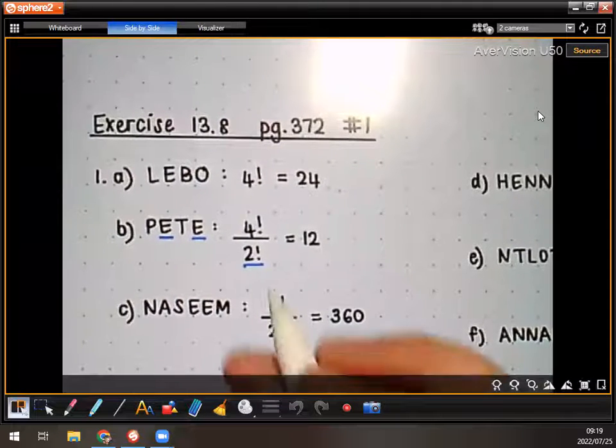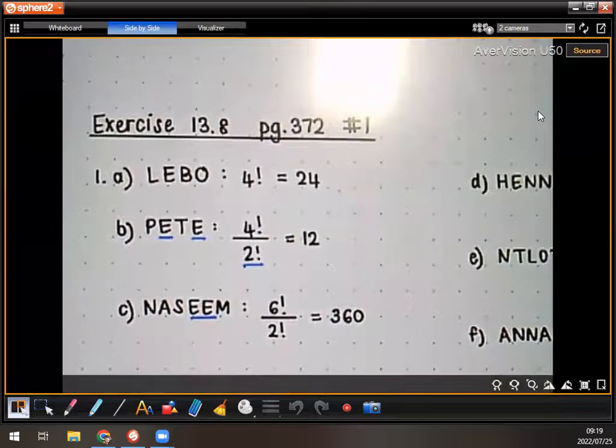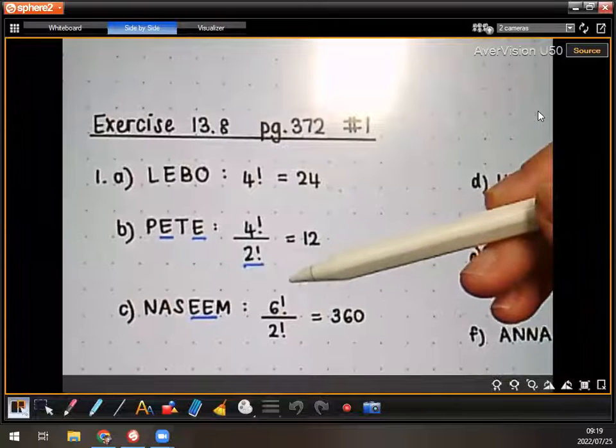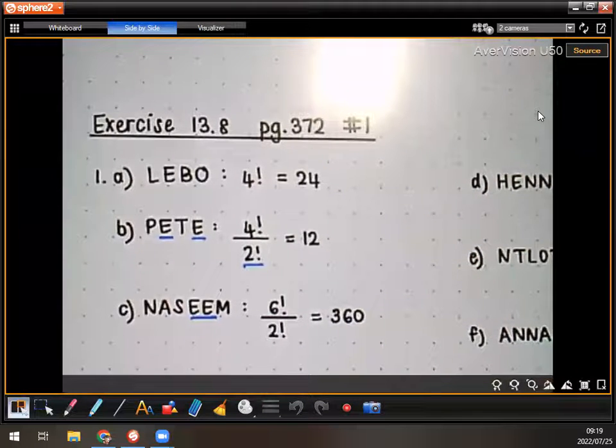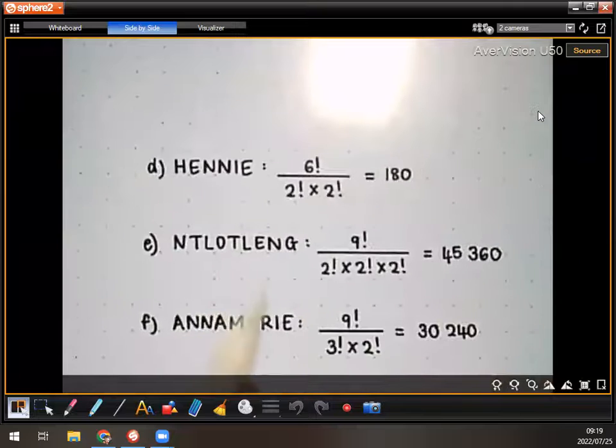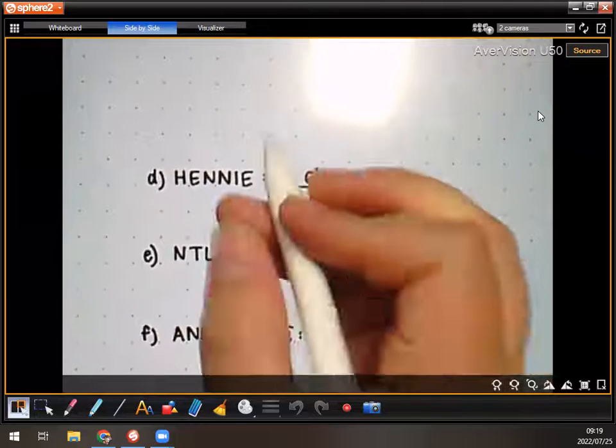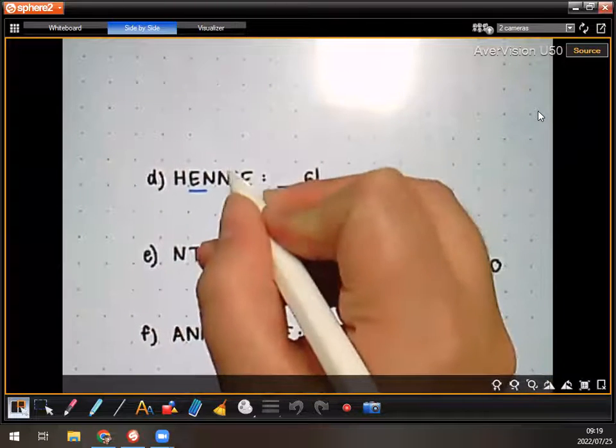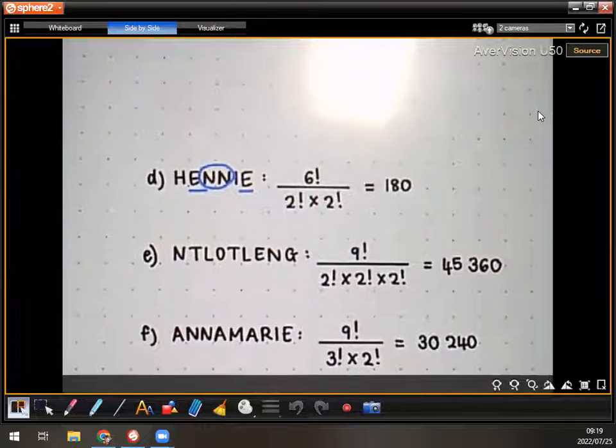Okay, next one, Nasim, also 2 E's, so you have to divide by 2 factorial, but now there are 6 letters altogether. Right, so at the top you put 6 factorial, and at the bottom 2, or 3 factorial, same thing. Right? All right, Amy. 6 letters again, but now, guys, we have 2 E's and we have 2 N's. All right, so you have to divide by both of those repeats. So that's why there are 2 factorials at the bottom.